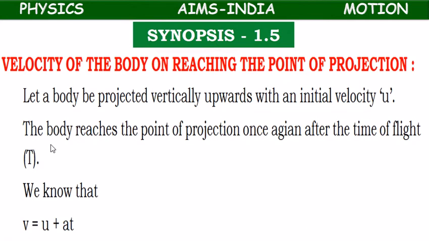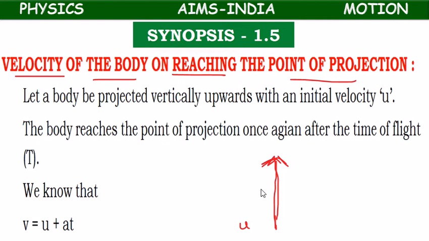So children, our today's concept is the velocity of the body on reaching the point of projection. In this video we are speaking about a body vertically projected upwards, which means vertically thrown upwards. For throwing it up, we need some initial velocity u.